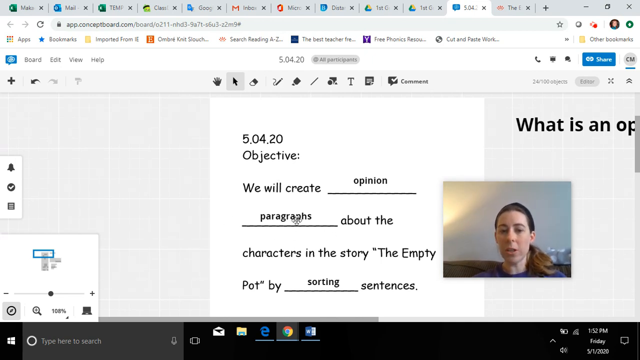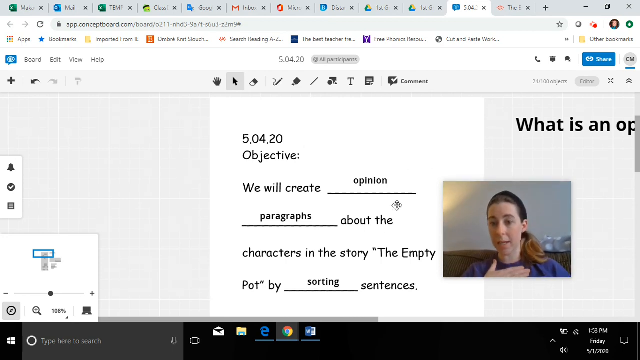Okay, let's talk about that a little bit. So we're going to be creating paragraphs. A paragraph is a group of sentences. So it is not just one sentence, it is a group of sentences together. And our paragraphs today will have 4 sentences. So they're going to be 4 different thoughts, 4 different ideas. And the paragraphs are going to be about our opinion.